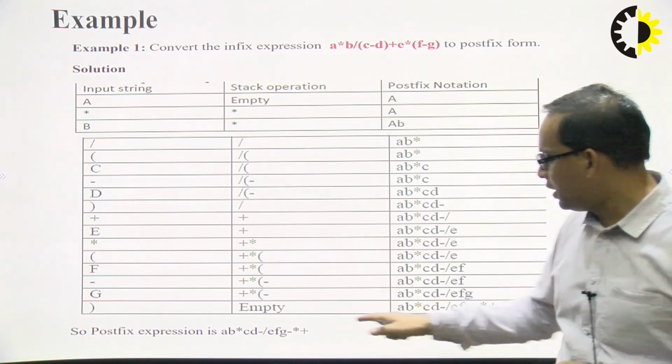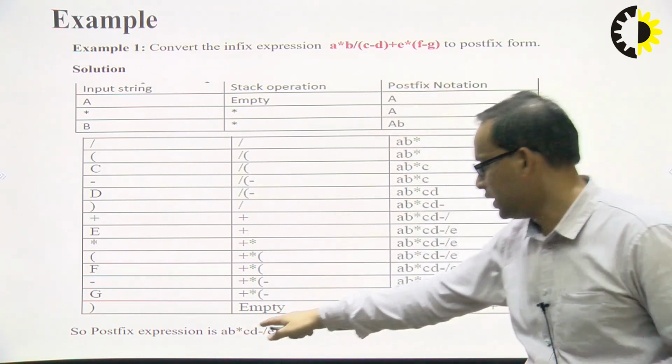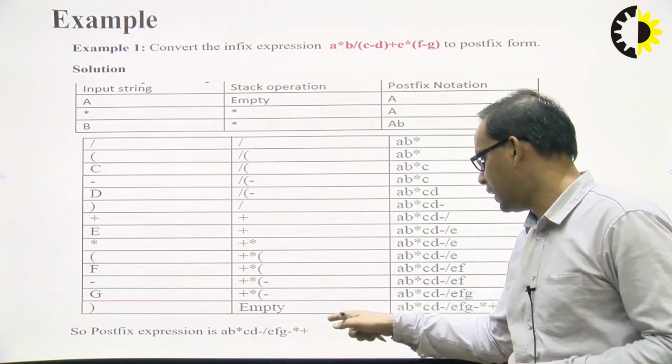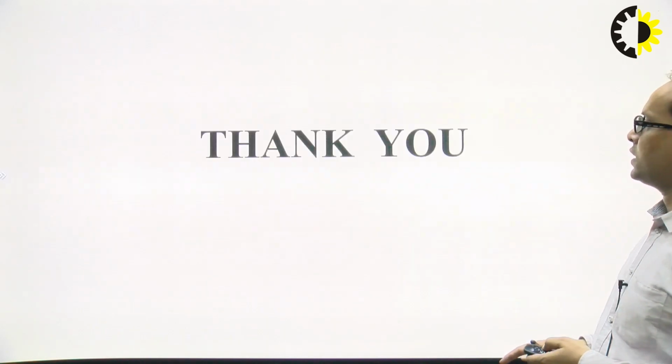So this is the postfix expression of this infix expression: a b asterisk c d minus divide e f g minus multiply and plus. This will be the postfix expression of this infix expression.